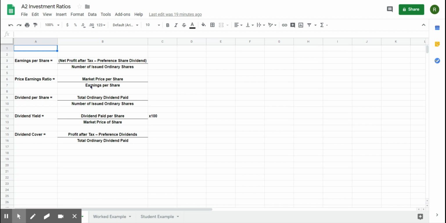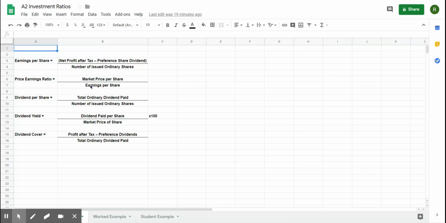We've then got dividend per share, and again, it's not really a useful ratio that you would use, but the dividend per share is the total ordinary dividend paid divided by the number of issued ordinary shares. So, for example, if that ratio came in as 7, that would mean that you were going to get £7 of dividend for every ordinary share that you own.